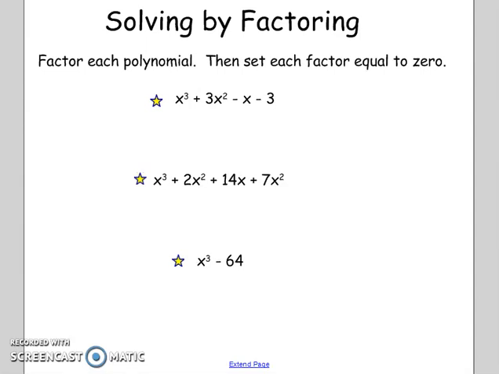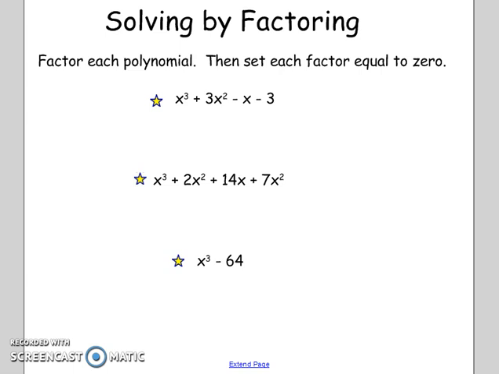So today we're going to learn how to solve by factoring. Last class we factored, and we're going to do the same thing this class, except now we're going to take each factor and set it equal to 0. So if we look at these polynomials, we want to factor the first one.